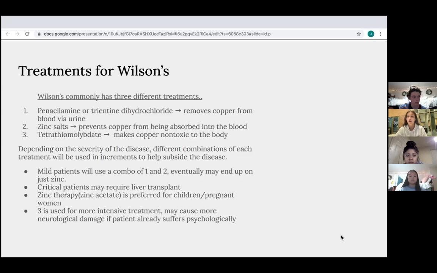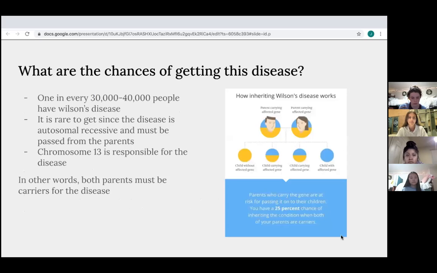If you are a critical patient, you may be required to receive a liver transplant. This is if you do have a lot of scar tissue in your liver and the disease is caught too late. And also pregnant women and children will be recommended to use these zinc salts more than the other forms of treatment, just because it is a less aggressive form and it is more good to your body.